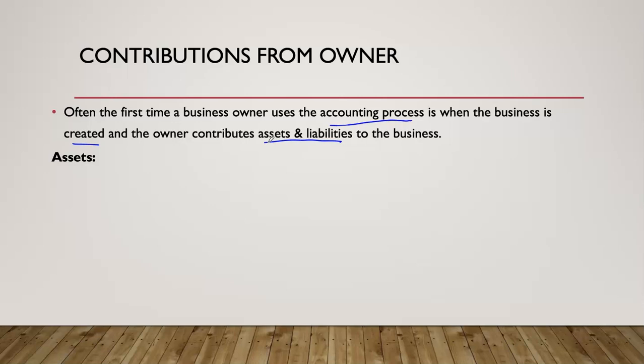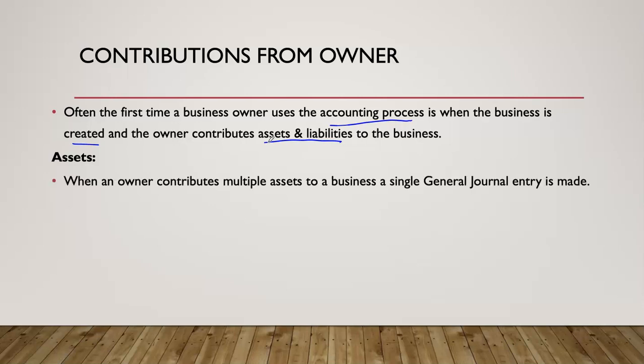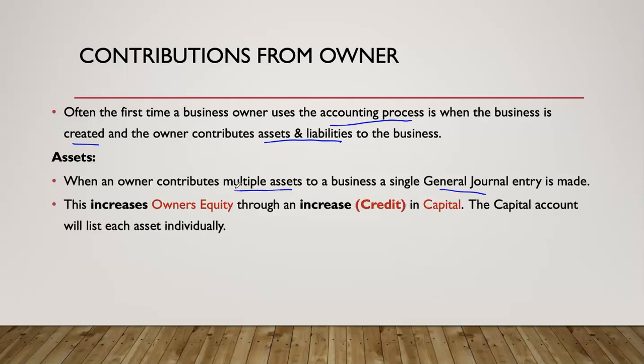Each time the process is the same. We are going to assume if an owner contributes assets and liabilities, or if the business owner is going from no recording to some recording, that we are going to increase our assets and liabilities as a result of this transaction. And when this happens, we record this in our general journal. When an owner contributes multiple assets, we combine this in a single general journal entry.